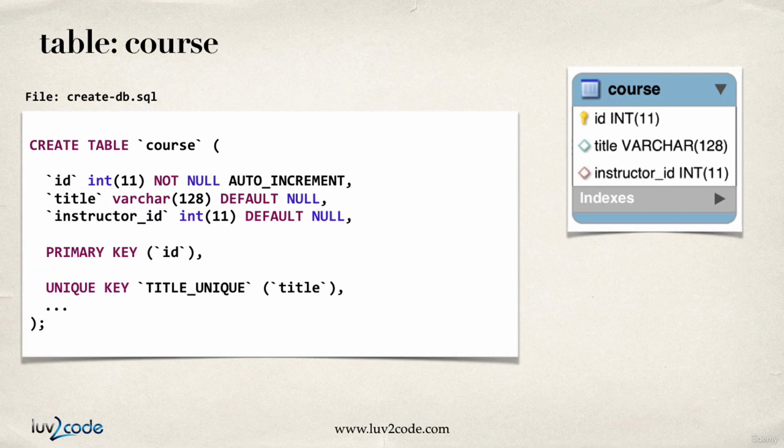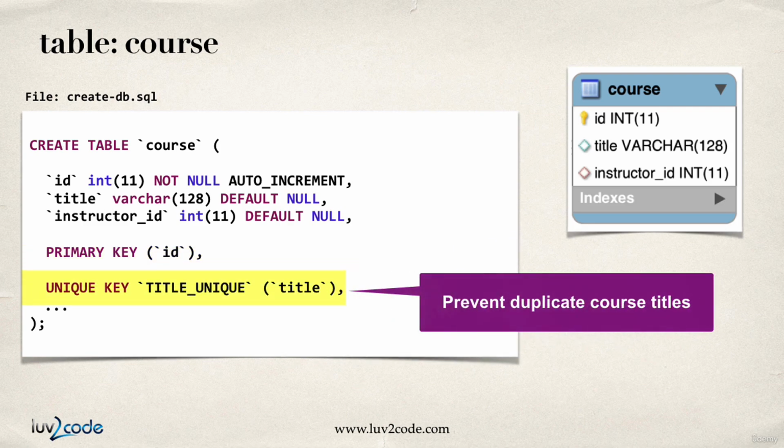Alrighty, so let's look at step one of setting up our database tables. We're going to have this new table for course. So here's our SQL for creating this course table. Our course is going to have three fields: an ID, a title, and instructor ID. The primary key will be the ID, and then we'll add a special unique constraint here to prevent duplicate course titles. So we'll say unique key title. Make sure that we don't have multiple courses with the same title. If you try and add a course with the same or duplicate title, the database will actually give you an error.